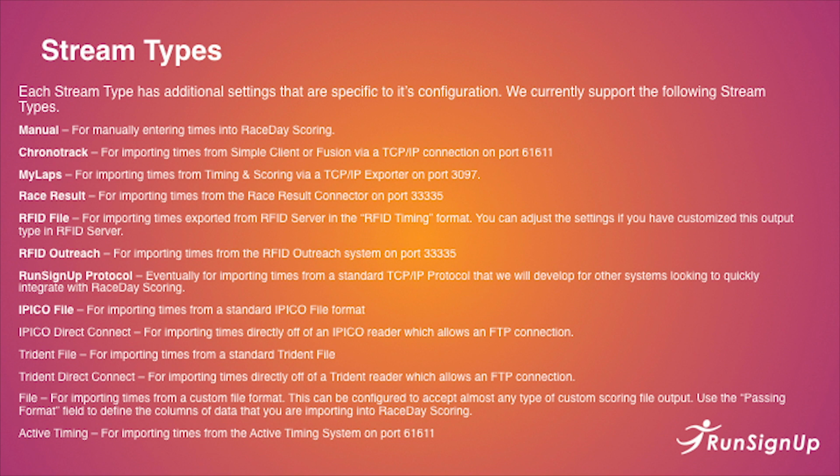I'm not going to go through each of them. Basically, what type is it? A TCP/IP connection? Is it a file connection? What port am I communicating on? We use default ports, so like Chronotrack's default port is 61611. We just hard code that. We can change it in the future to open that up to you guys if you have some other port you want to communicate on for some reason. Same for others.